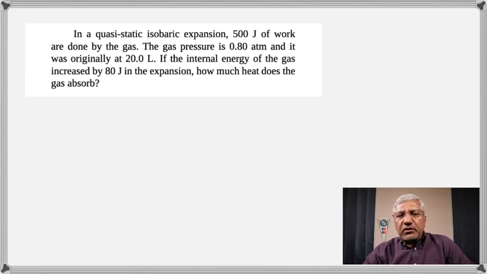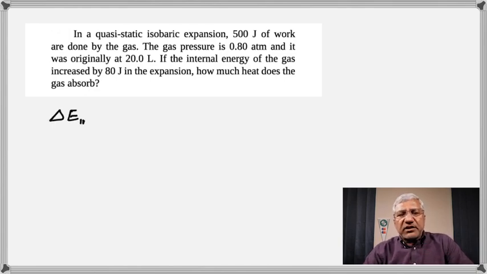Here is the second question. Oh, it looks like it's the same one because it's again a quasi-static isobaric expansion. 500 joules of work is done by the gas. Gas pressure is the same. The original volume is the same. But look at the difference. If the internal energy of the gas increased by 80 joules in the expansion, how much heat does the gas absorb? So the gas is expanding, and it's supposed to lose internal energy, but it says the internal energy increased, which means heat was flowing into the system from the surrounding. And that's what you have to find.